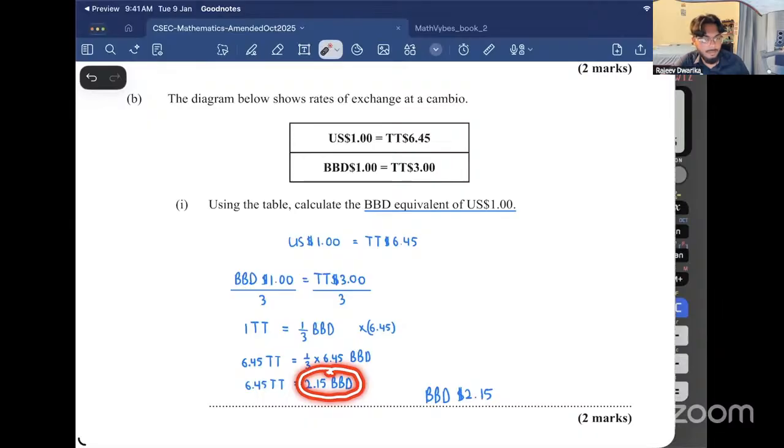You want to do the opposite? Well, actually, I just multiply by 3. I would just multiply by 3, because we know one BBD is $3. So if we have 2.15 BBD, I just multiply by 3 and I'll get my answer. And I want you to do that for me. It's 2.15 by 3.